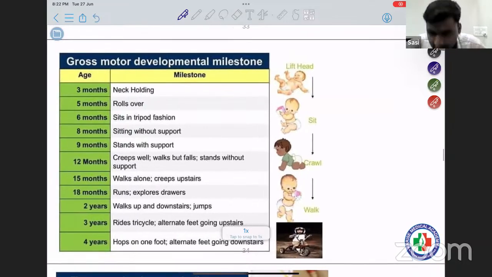There are a few times these milestones are being tested. Mostly they will ask about the gross motor development milestones. To remember these milestones, remember how you got committed. If you got committed, you know this process more exactly. Initially, how you will get connected, you will chat. If you chat, you need to hold your neck. First you will hold your neck.